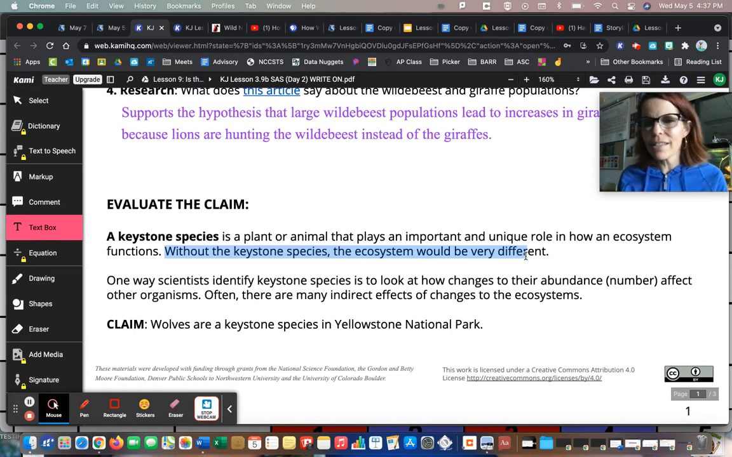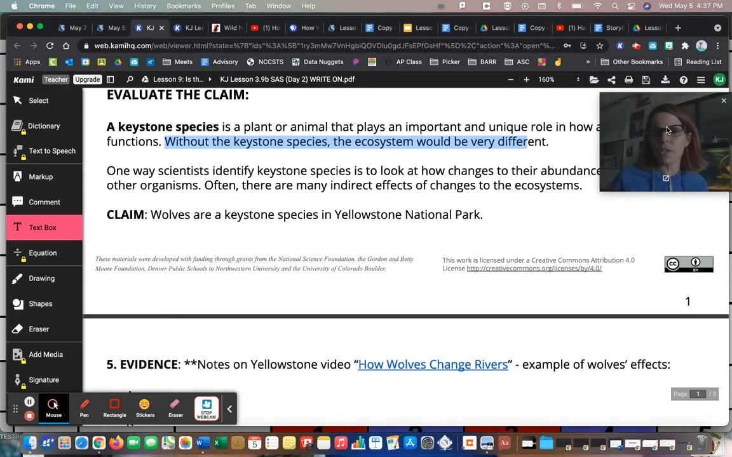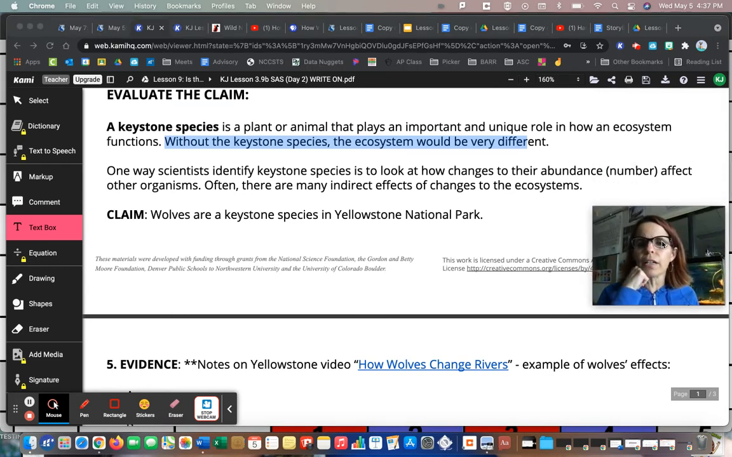What would that do to the Serengeti? How would that impact that ecosystem? One way scientists identify keystone species is to look at how changes to their abundance, how big their populations are, affect other organisms. Often there are many indirect effects of changes to the ecosystems.